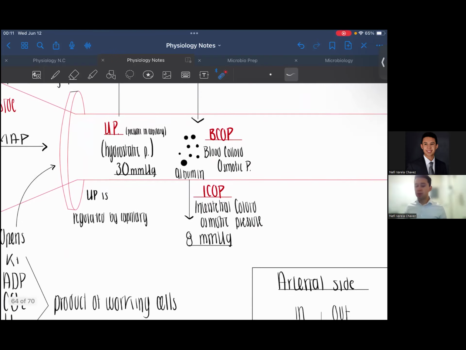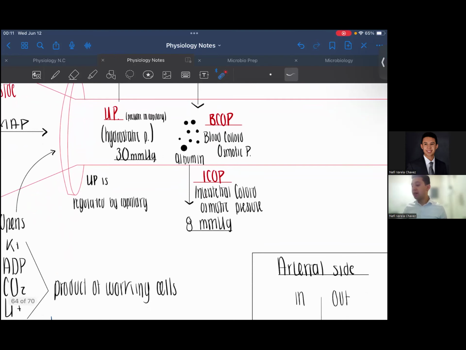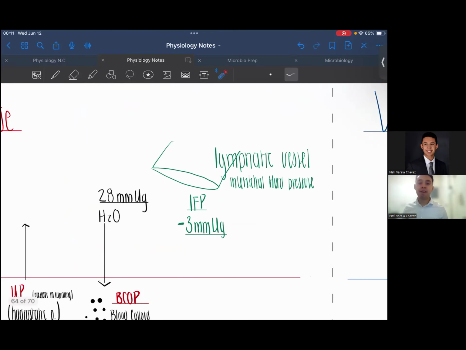Again, these colloids are also going to push water out. We're going to call it ICOP, or interstitial colloid osmotic pressure, and that one is going to be 8 millimeters of mercury. And also we're going to have these lymphatic vessels. Lymphatic vessels are going to absorb excessive water, so they work as a vacuum somehow. And because they're sucking things, this is going to have a negative pressure of 3 millimeters of mercury. We're going to call this IFP.